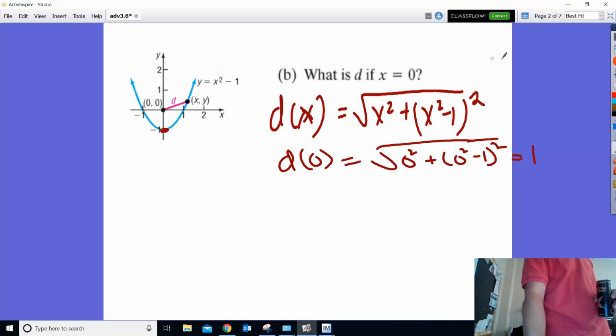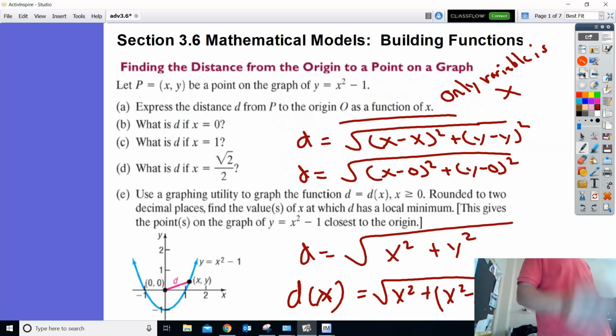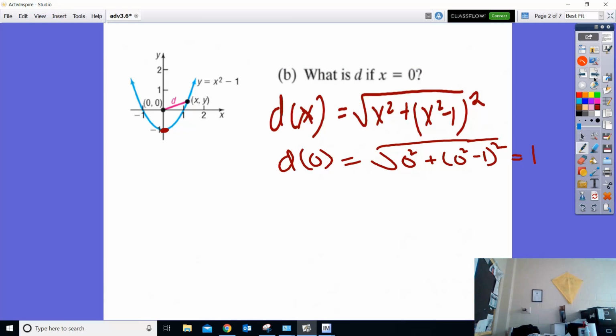All right, so B is easy. What's up with C? What is the distance if x is 1? Well, what are we going to plug into that thing? I'll plug in a 1. We're not going to get a very pretty answer. I don't think we will.